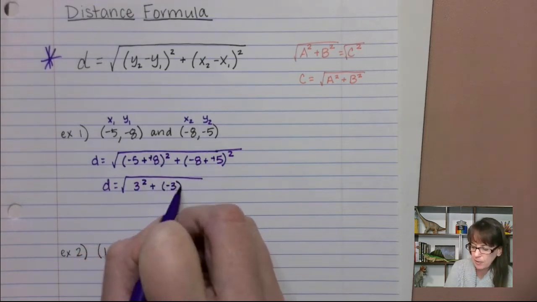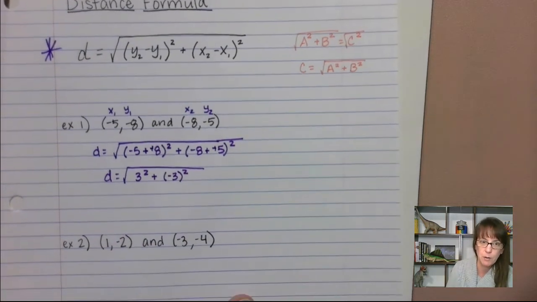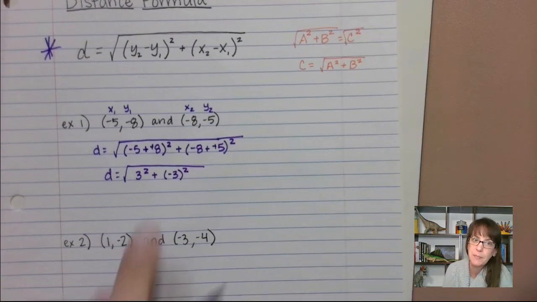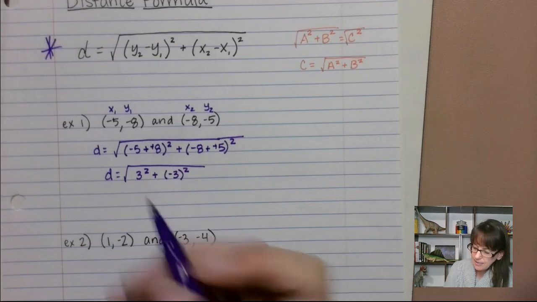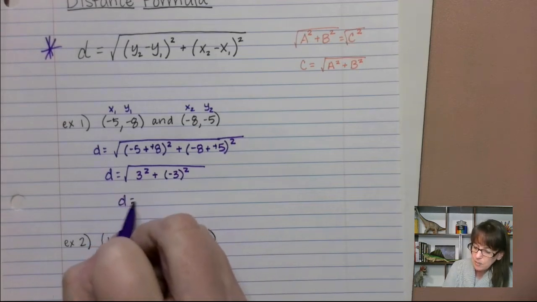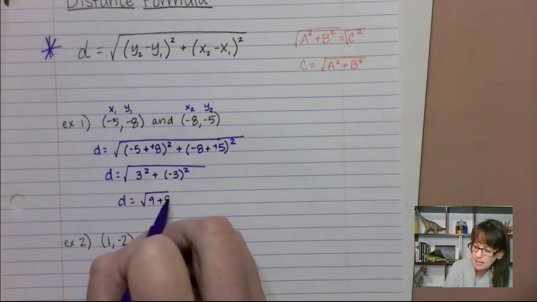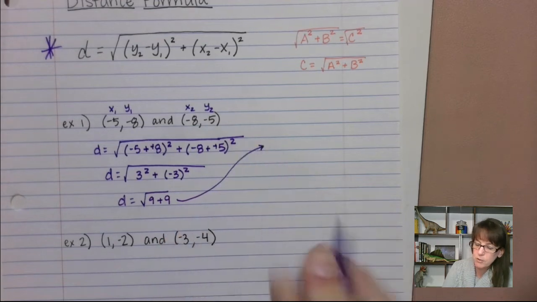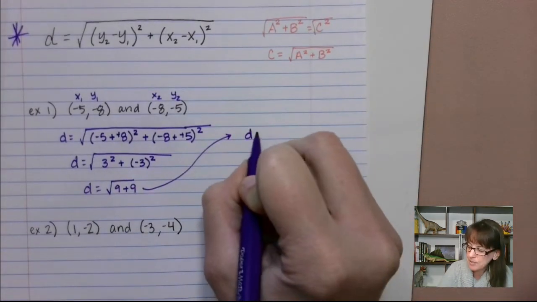Don't forget to put it in parentheses, because that means something very different if you don't. If you don't put it in parentheses, it would be a -9. So both of these are 9. So we get d equals the square root of 9 plus 9. Now I'm going to make sure that I have enough room here. So we have d equals the square root of 18.